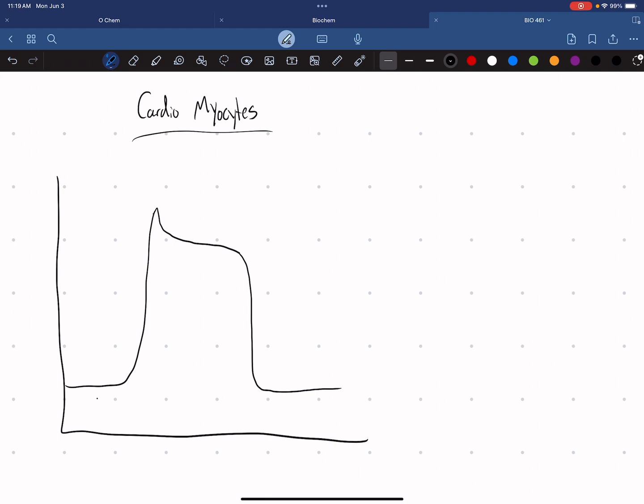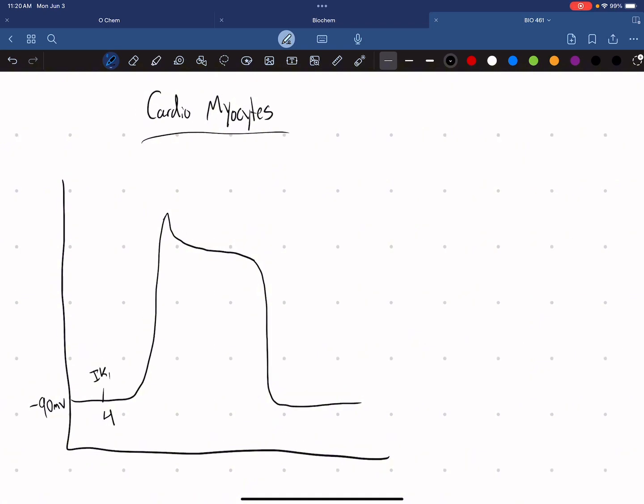So first we'll start with the cardiomyocytes. And down here we have, this is stage 4. And this resting membrane potential is a little bit lower than ones that we've seen before. This is here at around -90. And so the gradient of potassium at this point at -90 in stage 4 is regulated by IK1.